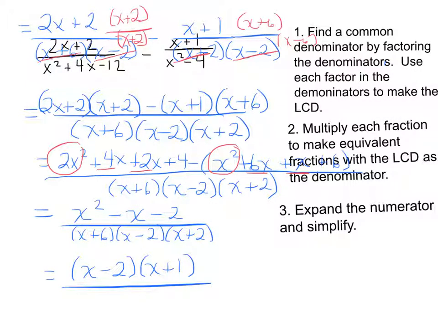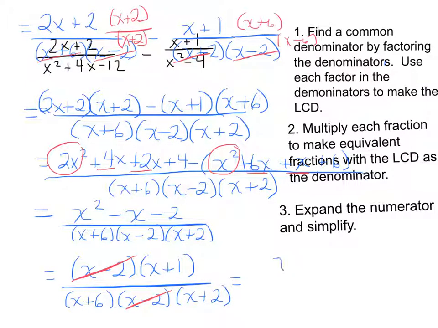Anybody see why that was an important step? Yeah, because now you can simplify it further, right? There's an x minus 2 on the top and an x minus 2 on the bottom. So we can cancel them out, because now everything is just factors. Now we can start to cancel. That's actually not that common to have a factor that will cancel like that, but it does happen.